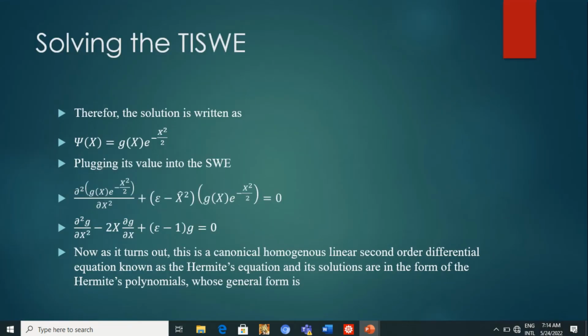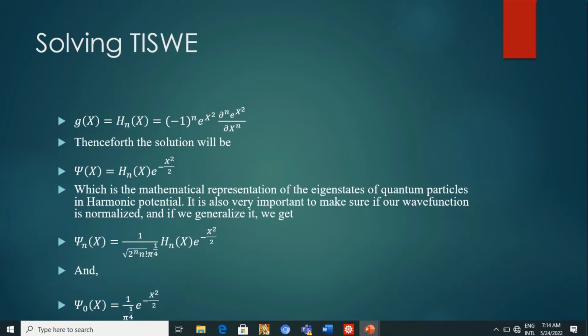But because of that, we need to write A as a function g of X now, because it's a second order differential equation and it always needs to have two roots. So plugging its value into the Schrodinger wave equation to find the value of g of X, after some algebraic manipulations, we get d2g over dX square minus 2X into dg over dX plus (epsilon minus 1) g equals 0. It turns out that this is the canonical homogeneous linear second order differential equation known as the Hermite equation, and its solutions are in the form of Hermite polynomials whose general form is this.